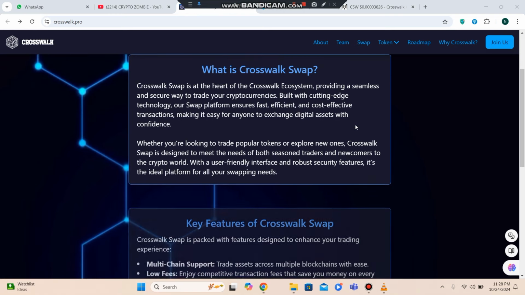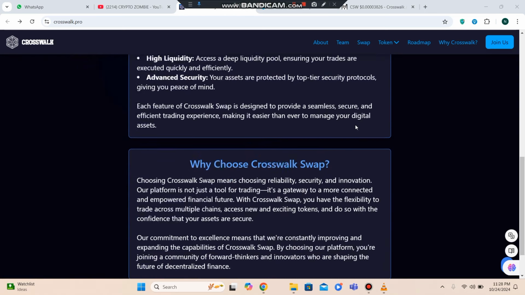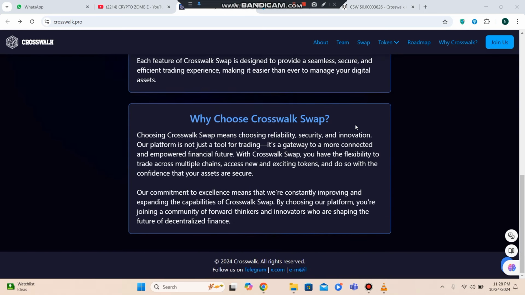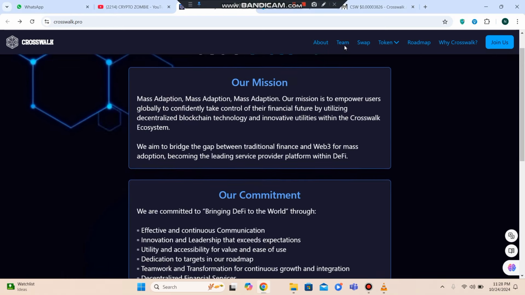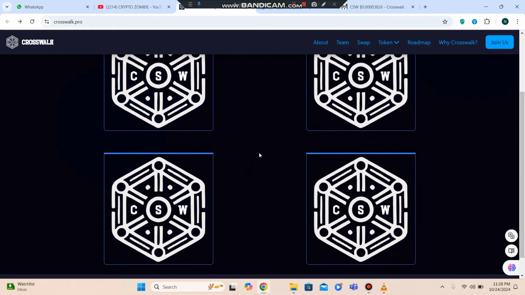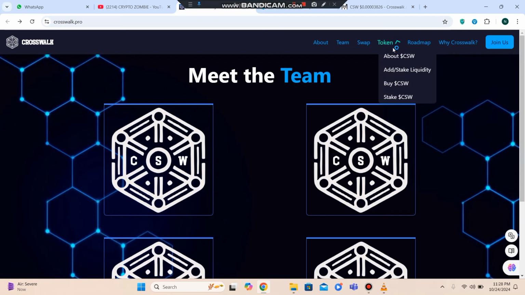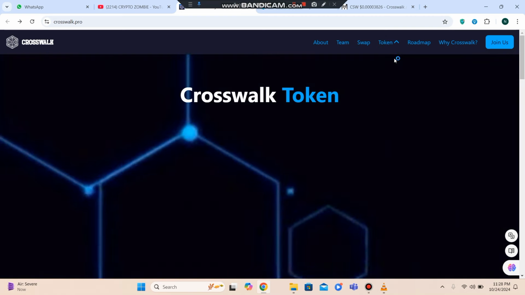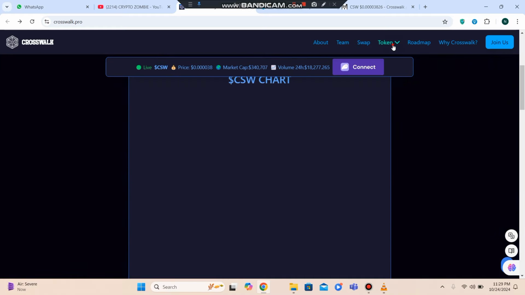This is Crosswalk Swap, where you can change from one currency to another in no time. There is multi-chain support, and you can check the lowest fees. Why choose Crosswalk Swap? Because it gives you a comfortable interface, and everyone can use it with confidentiality. Your information and your swap transactions are all in a safe zone. You can also meet their team, who are working tirelessly day and night on profitable strategies for their community.